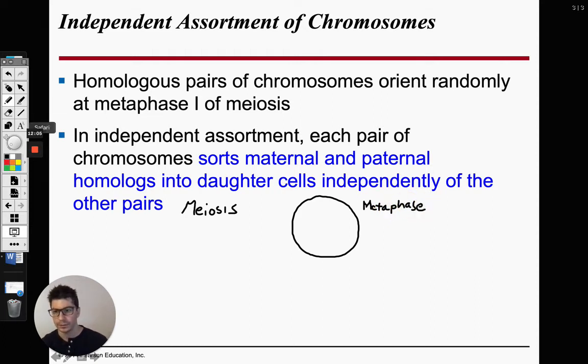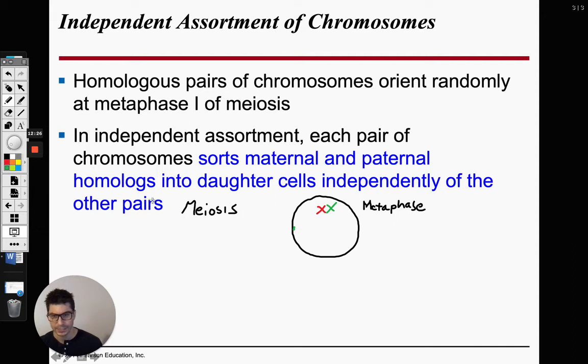Okay, let me draw my chromosomes lined up. They're going to be in tetrads, obviously. Okay. So what's going to happen here, guys, is they're going to assort independently of one another.